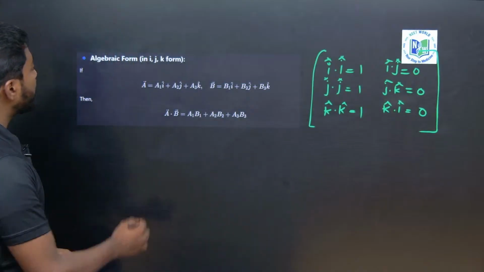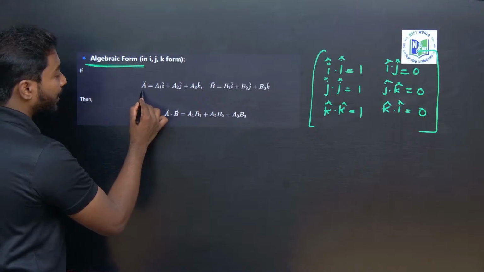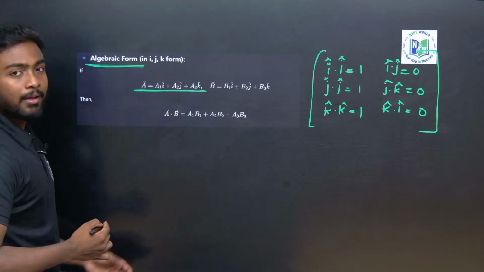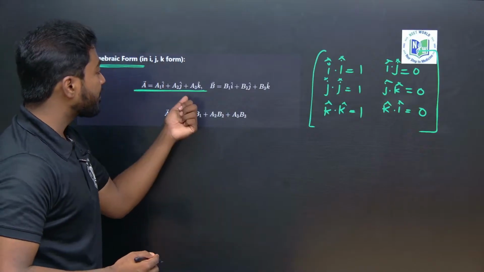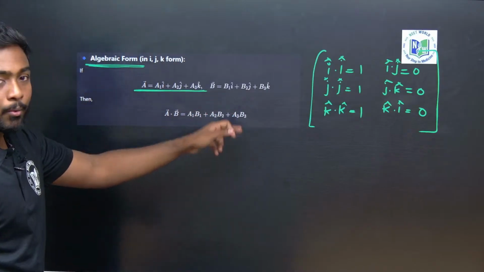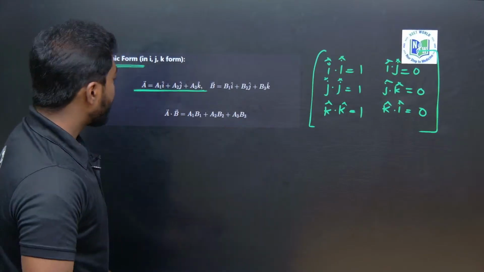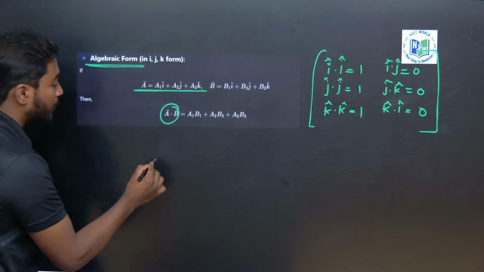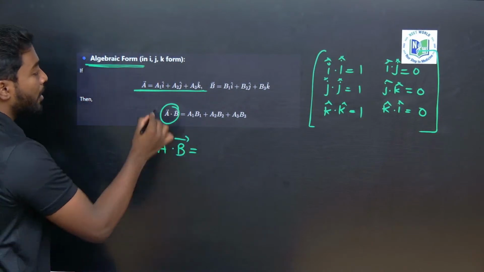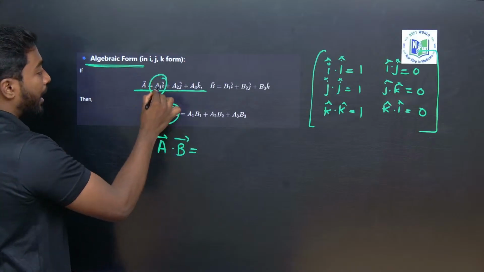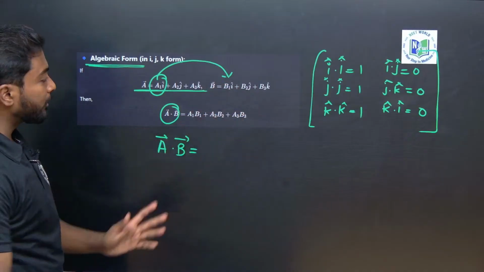So now come to the algebraic form, in i j k form. Suppose there is a vector A equal to a1 i cap plus a2 j cap plus a3 k cap, and B is equal to b1 i cap plus b2 j cap plus b3 k cap. Then A dot B, a vector dot b vector, is equal to: when I take a1 i, I need to multiply with the total b, right.